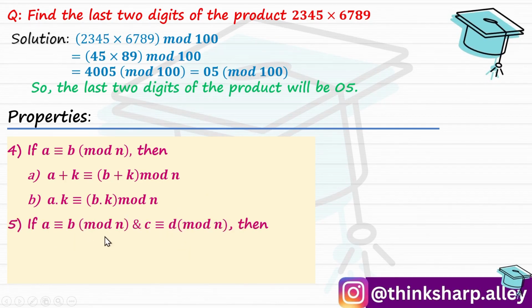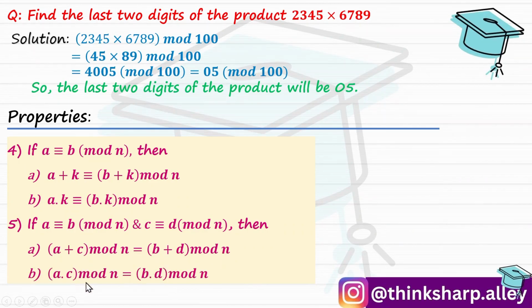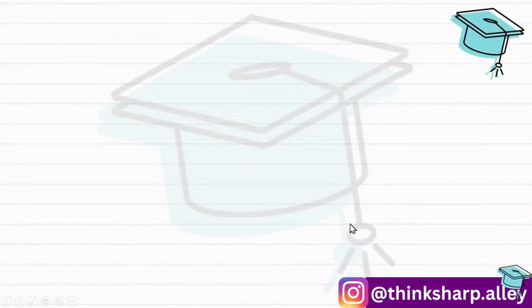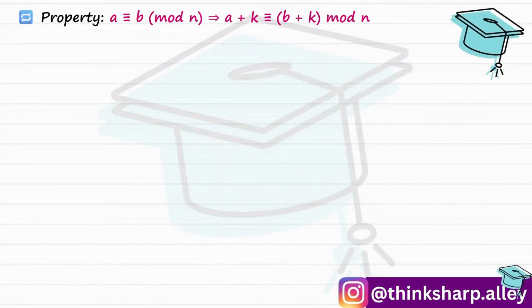And if A is congruent to B mod n and C is congruent to D mod n, we can add them up. A plus C mod n will be equal to B plus D mod n, or AC mod n will be equal to BD mod n. That is, AC will be congruent to BD and A plus C will be congruent to B plus D. So modulo congruency can be added or multiplied or subtracted. So we will see the application of each of these.